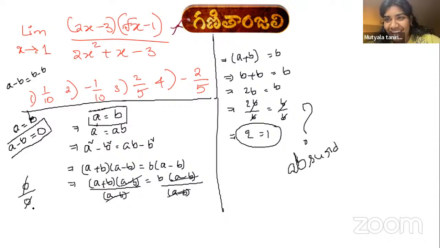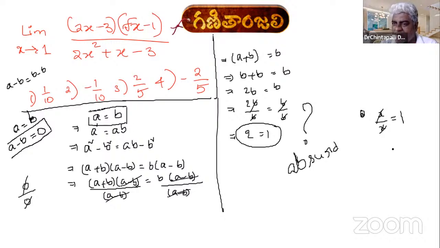I made the same mistake in the equation. See, the same mistake is done in that solution. Whenever we cancel x by x like this, that means we are saying the value of x by x is equal to 1.